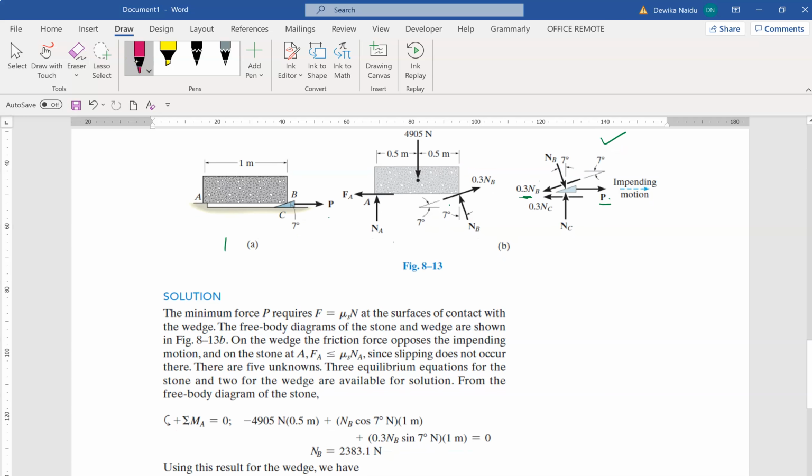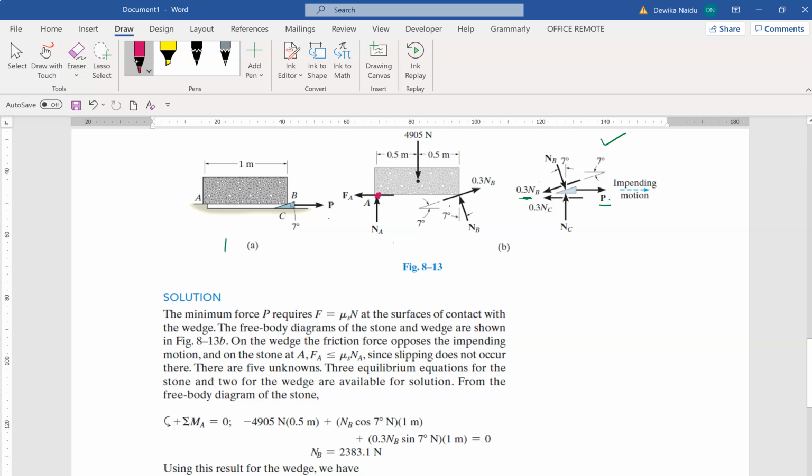So what we have here, I'm taking moment at A. Take moment at A, you can calculate your NB, right? The 4905 pointing here, the value multiplied with 0.5. Why is it negative? Clockwise. And then we have the NB cos 7, making it upright, the distance is actually 1 meter.